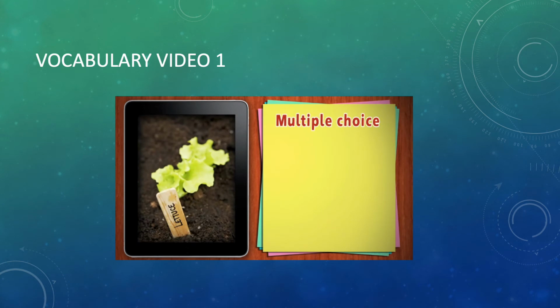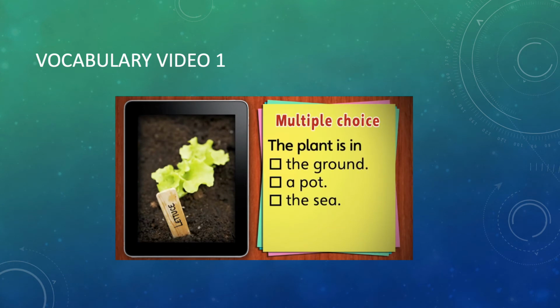Where is this plant growing? Is it growing in the ground, in a pot, or in the sea? Well, it isn't in any type of pot, and it certainly isn't in the sea. The plant is growing in the ground.